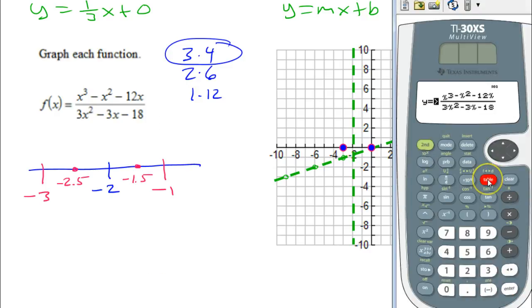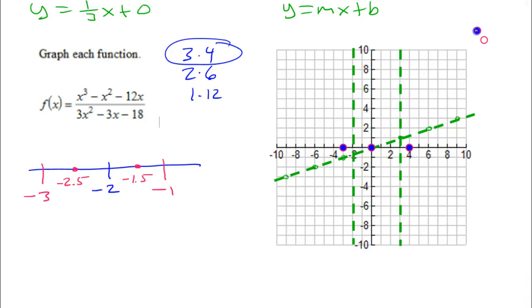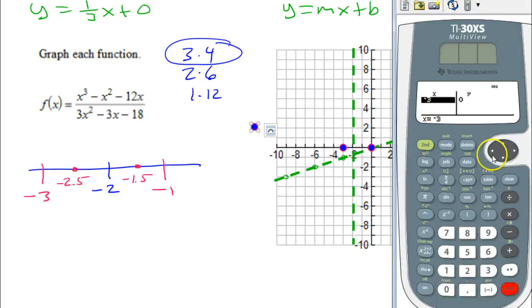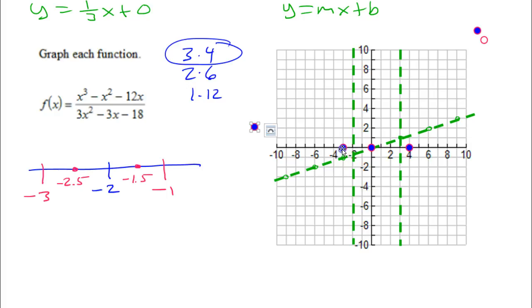Okay, so let me use my calculator. Let's do -3. At -3, I've got 1.1. Actually, I had the function typed into the calculator wrong. At -3, it's going to be 0. We already knew that because that was the X intercept that we found earlier.